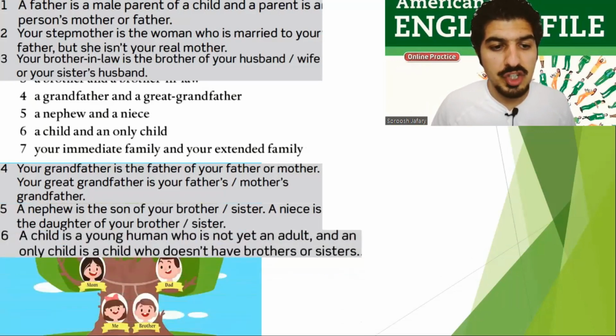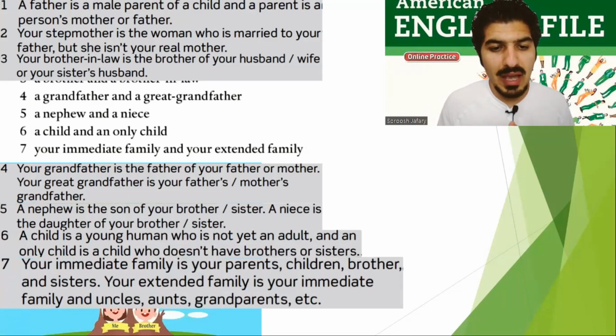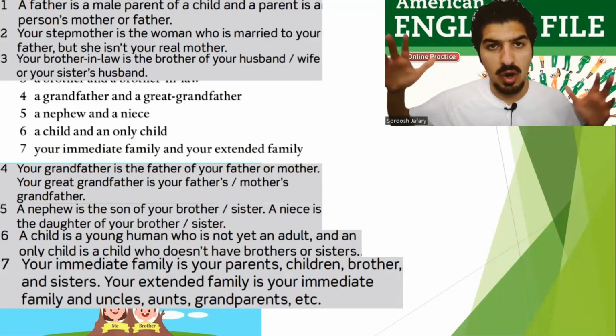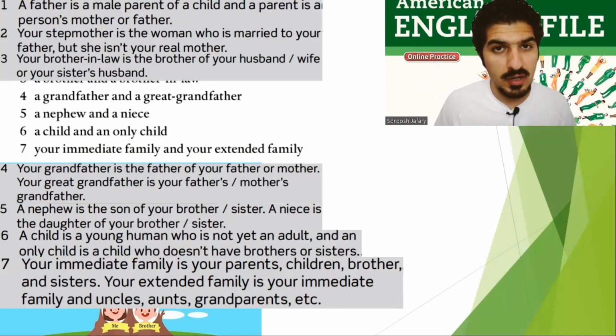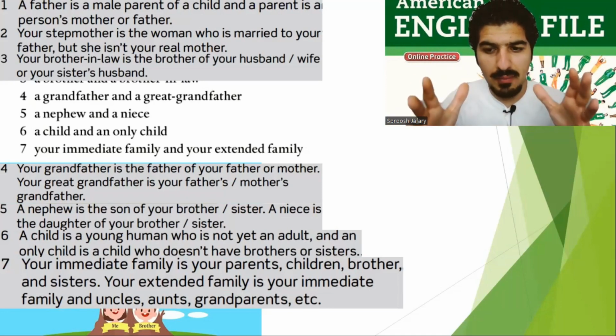Number 6, a child and an only child. Let's see. A child is a young human who is not yet an adult. And an only child is a child who doesn't have brothers or sisters. And the last one, your immediate family and your extended family. Your immediate family is your parents, children, brothers, and sisters. Your extended family is your immediate family and uncles, aunts and grandparents, etc. It becomes bigger. Very good. Now you know what a family is.